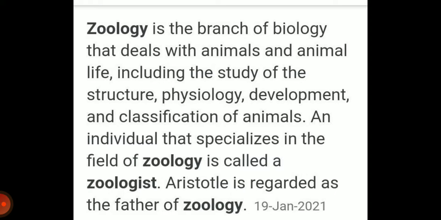Wow. Zoology. What is zoology? The word zoology is derived from zoo. Zoo means animals. Logy means study. It means that the study of animals is called zoology. What is the father of zoology? The father of zoology is Aristotle.